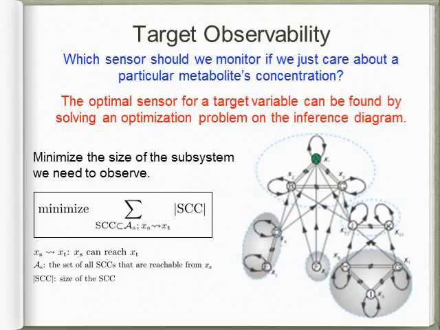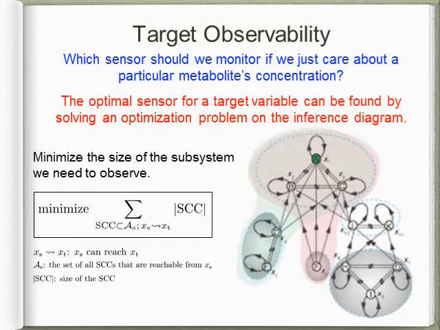I'm not going to challenge you. I'm going to tell you the answer. In this case, we should measure F. Why is that? Because if you measure F, then the subsystem you need to deal with has the smallest size. In this case, it's 4. If you measure any other node, for example, D or E, then the subsystem contains 5 nodes, which is bigger. You can convince yourself that measuring F is the optimal choice.